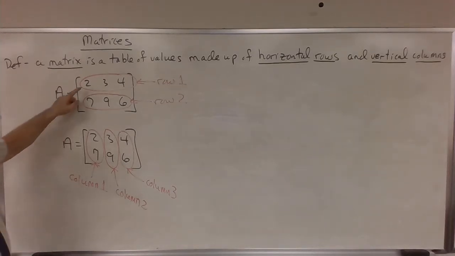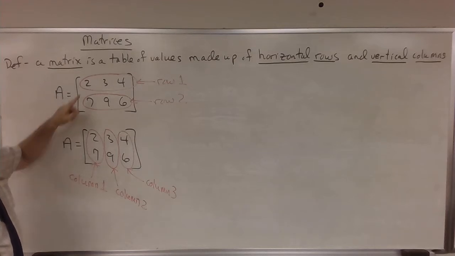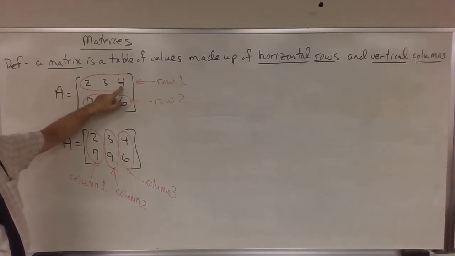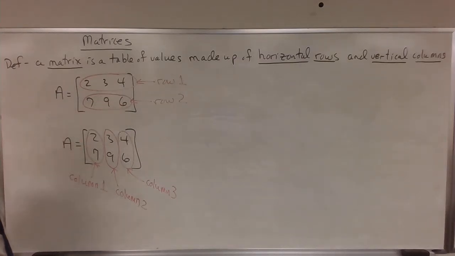Each number in a matrix is called an entry. The number 2 is an entry or an element of the matrix. The number 3 is an entry or an element of the matrix. The number 4 is an entry or an element of the matrix, and so on. And typically we use capital letters to represent matrices symbolically. So we call this matrix the capital letter A.